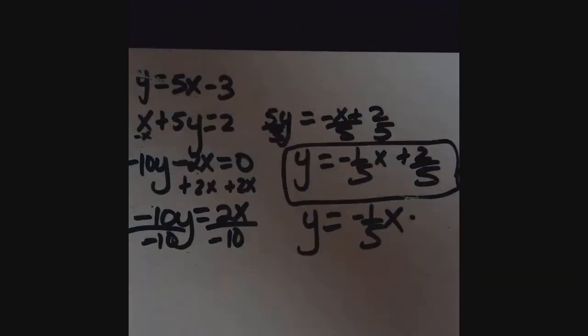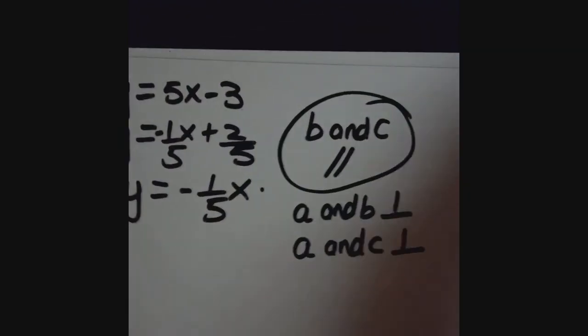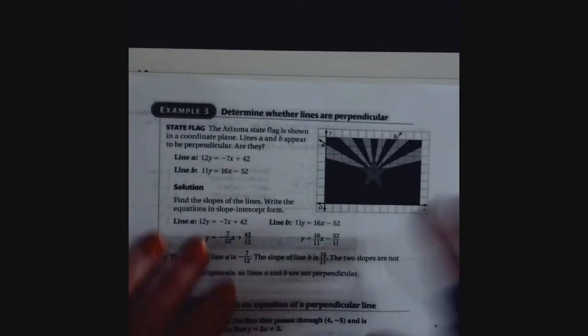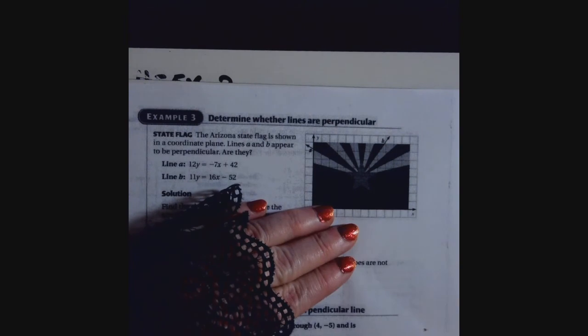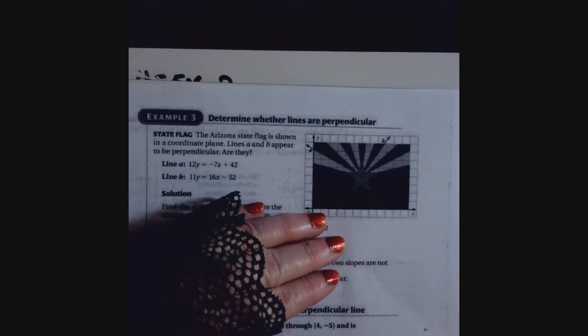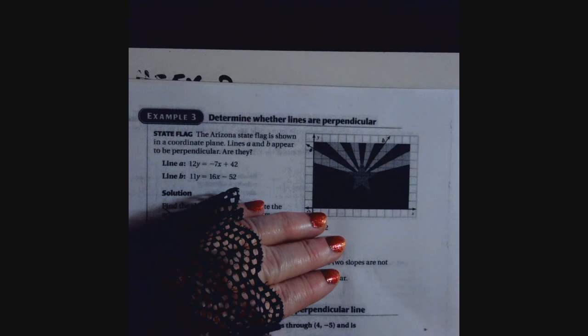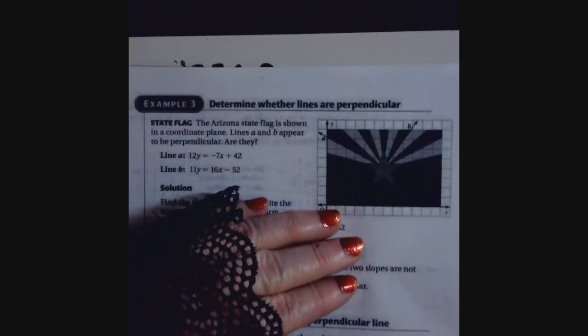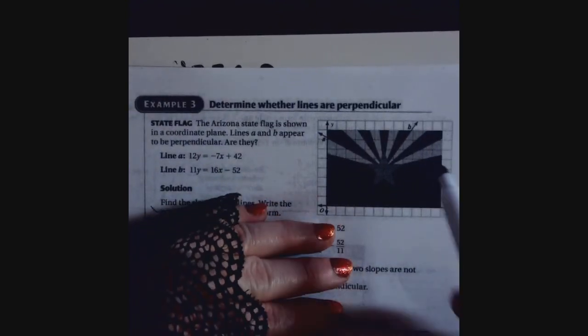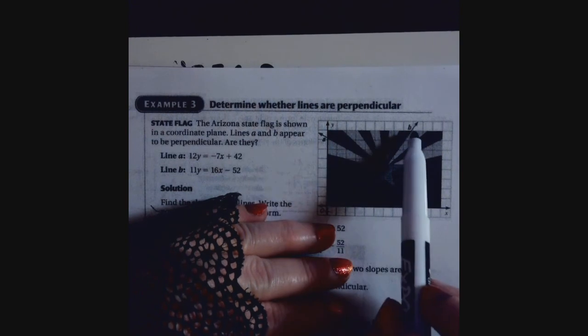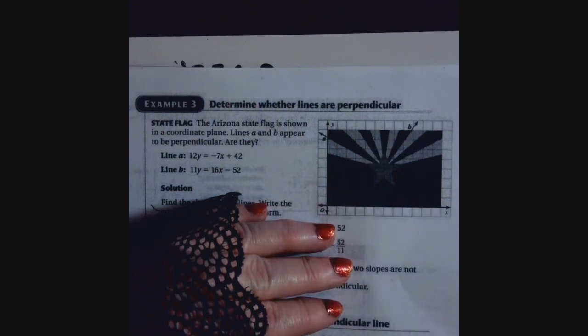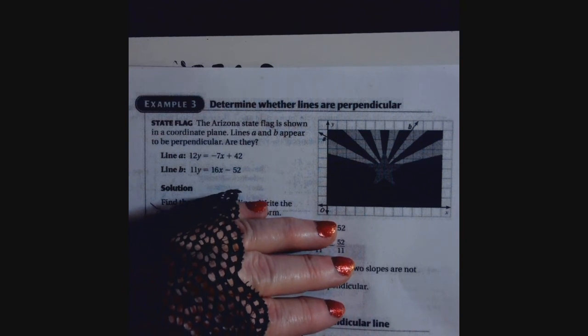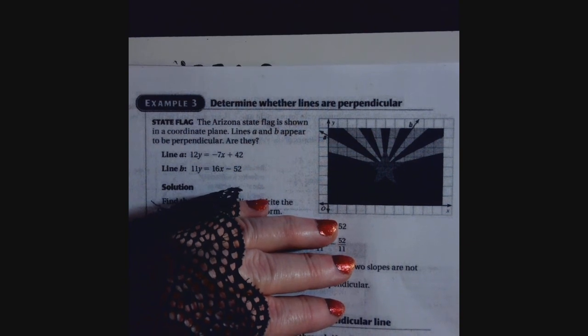Okay, so here they give us a, actually just let me erase this, put this up, and then we do the work and look at it. The Arizona state flag is shown in a coordinate plane. Lines A and B, so here's A and here's B. They look like they're going to be perpendicular. Are they? Remember, you cannot just look at it and judge. You have to mathematically prove if it is or isn't.